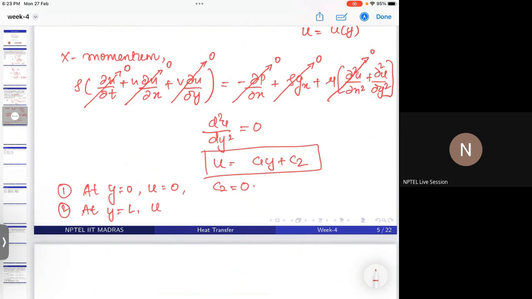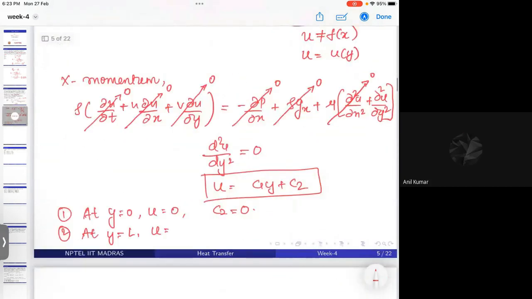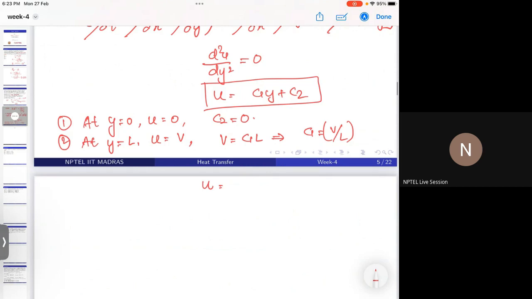What is u? The velocity with which the plate is moving. Yeah, v. So v is equal to C1 L, which gives C1 is equal to v by L. So what is the velocity profile? u is equal to v by L times y.